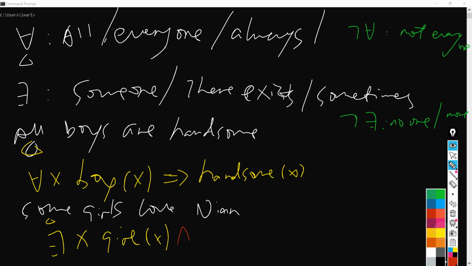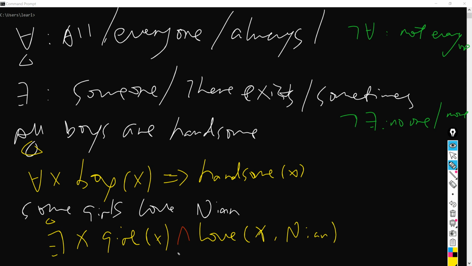So love. And here, instead of just having one parameter, we have two parameters. One is x, the other is a constant, which is Nian. So when we translate this into first order logic, we are translating "some girls love Nian".